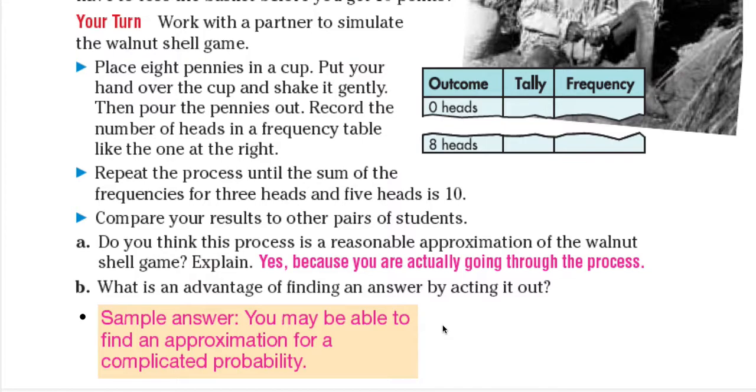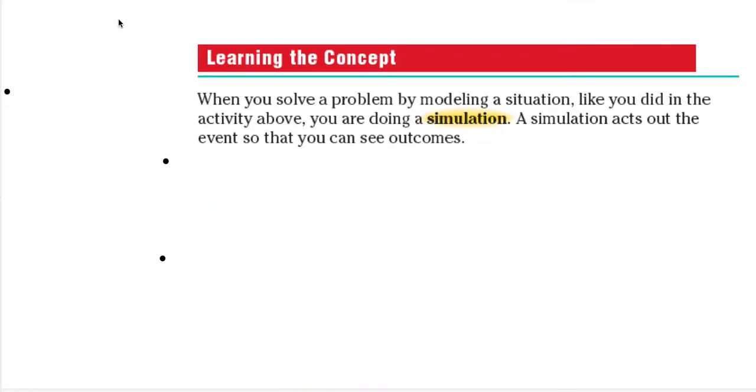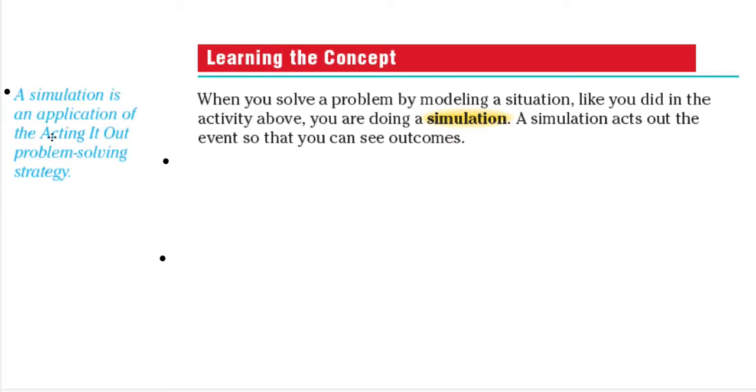So if you have a probability that's pretty complicated, all you need to do is act it out, and your probability is there. No more memorizing formulas and all that stuff. So that's a good way of using a simulation to find the probability of an event happening. When you solve a problem by modeling a situation like you did in the activity above, you are doing what we call a simulation. Definition of a simulation: it acts out the event so that you can see the outcomes. Simulation is an application of the acting it out problem-solving strategy.